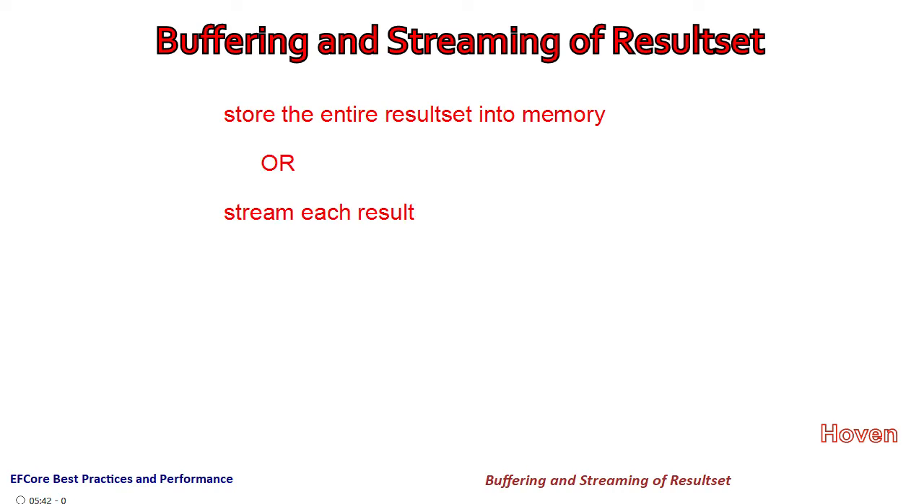A query can first store the entire result set into memory and then use a for loop to process each item. Alternatively, it can stream each result into a foreach loop one by one. We can examine both these possibilities in this tutorial.